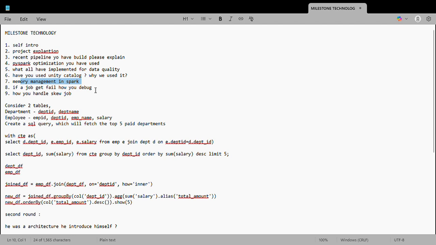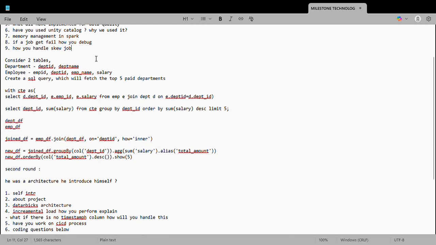Then he asked, if a job fails, how do you debug it. I explained how I go to the UI and check the tasks and all those things. I said that if it is this kind of scenario, then I'll handle it that way. Then I mentioned data skew, and he asked how you handle data skew. Here I explained different ways of handling data skew.